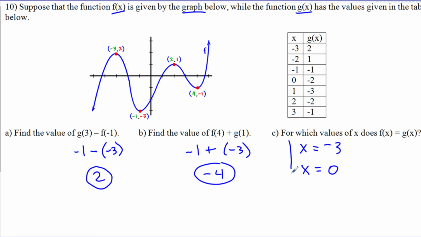So I'd say these two values, when x is negative 3 and when x is 0, both of these functions have the exact same output. In this case, negative 3 has a 2 output in both of them. And when x is 0, my y value is negative 2 for both of the functions.